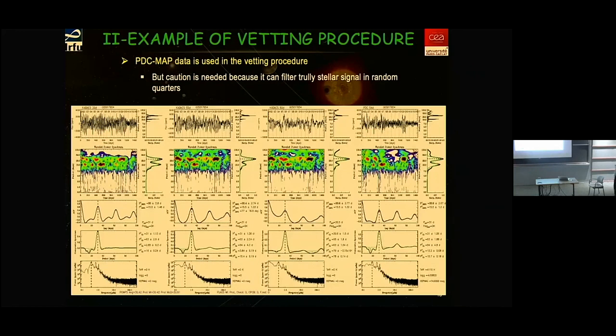I'm showing this just as a warning. The PDC is done for exoplanet research, not for rotation research. You have to take this into account. As you can see here, some of the quarters are completely filtered out, because although the PDC MAP is supposed to keep all the stellar signal, sometimes it fails, and you don't have any flag indicating if it has to be filtered or not. So you have to be careful when you use this data.